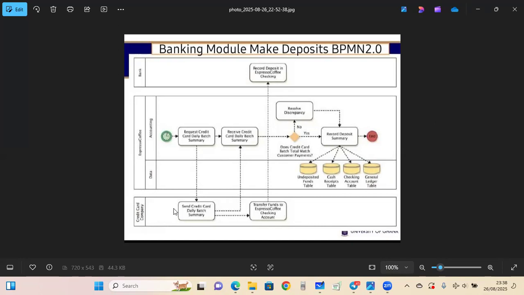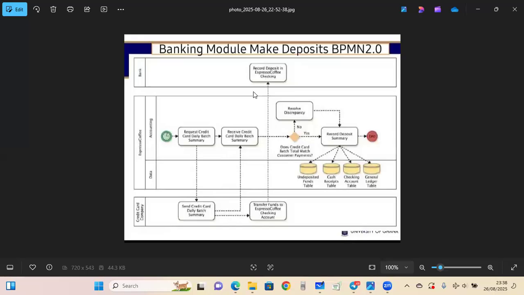So now the credit card company will do what? Send the credit card batch summary to the company's accounting department. So here it is, the credit card company will send the credit card daily batch to the accounting department. Now, when that happens, the credit card company is going to deposit the amount that the company has from the credit card to the company's bank account. You get it? So that's what will happen here. So transferring it straight from here to the company's bank account.